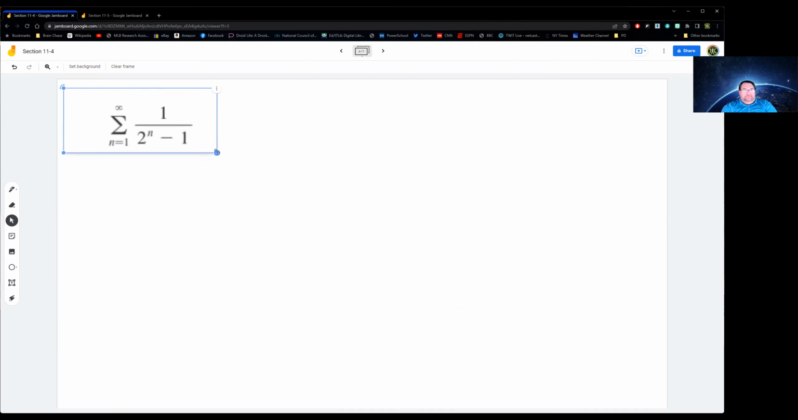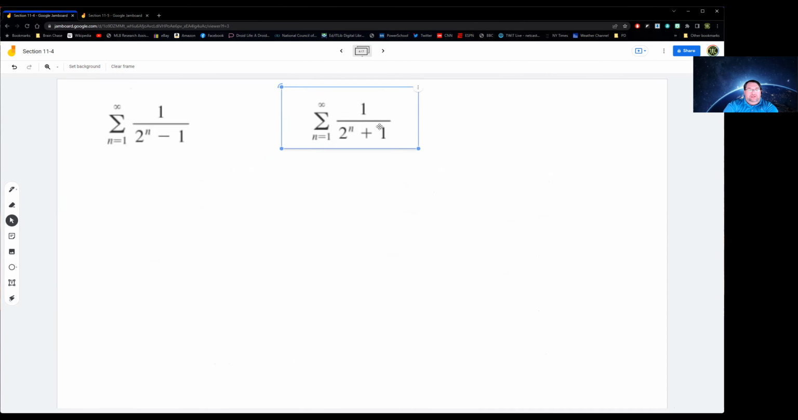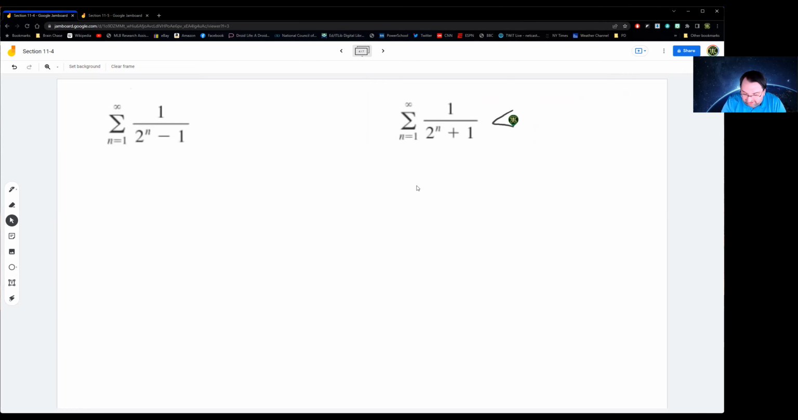All right, let's look at this one. What makes this one different than this one? What makes these two problems different? The plus one or minus one on the bottom. So for this problem right here, we originally said we know that that's always going to be less than 1/2 to the n, right? And we did that because as we get bigger and bigger, the 1 basically vanishes.